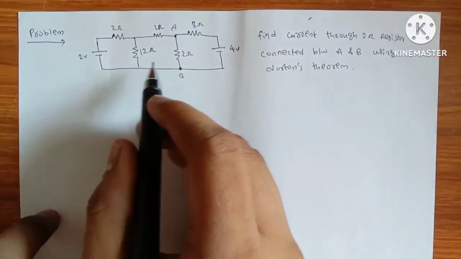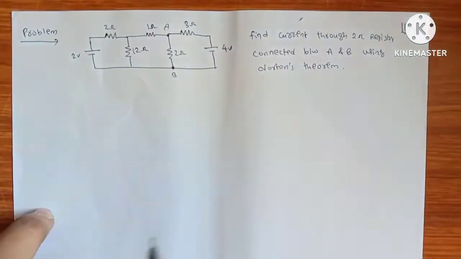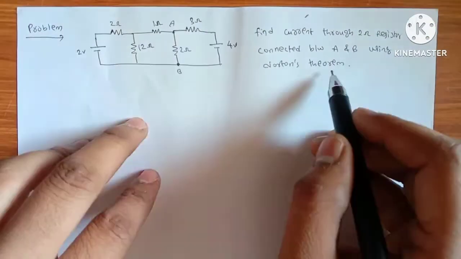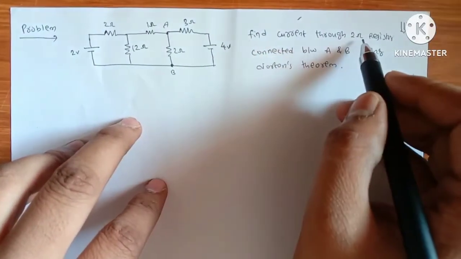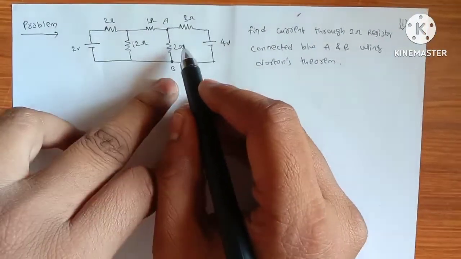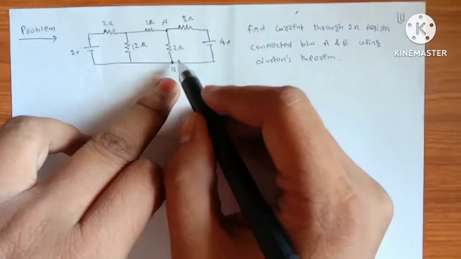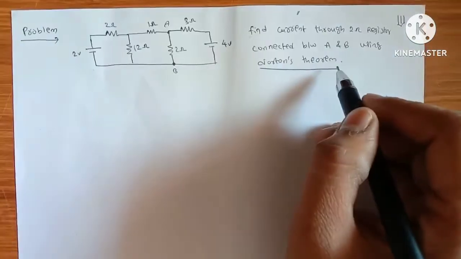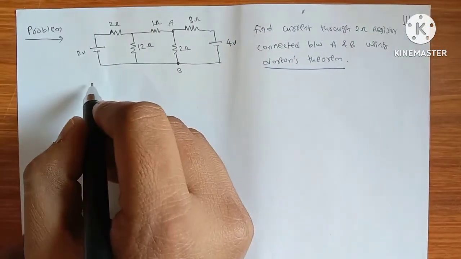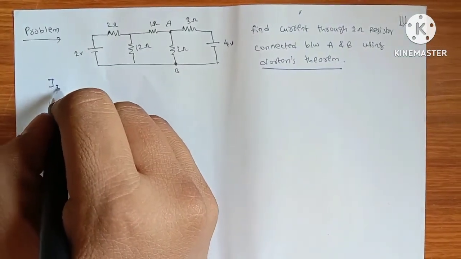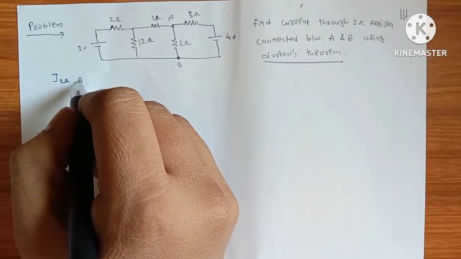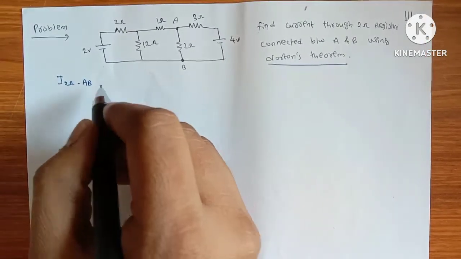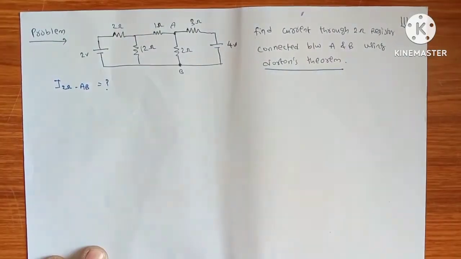Let us see one more problem on Norton's theorem. What is the question given? We are asked to find the current through the 2 ohms resistor which is connected between A and B using Norton's theorem. We should find the current through this 2 ohms resistor.